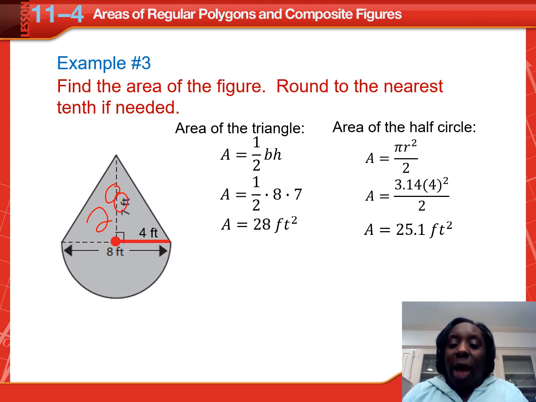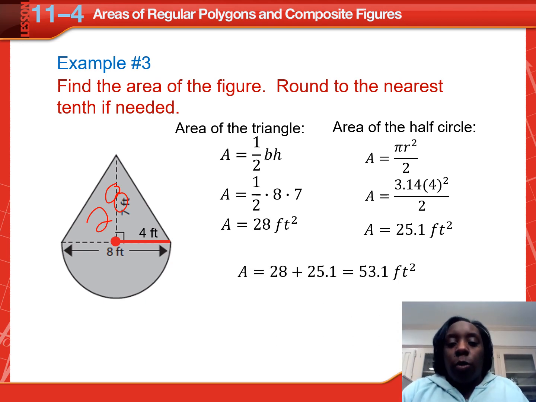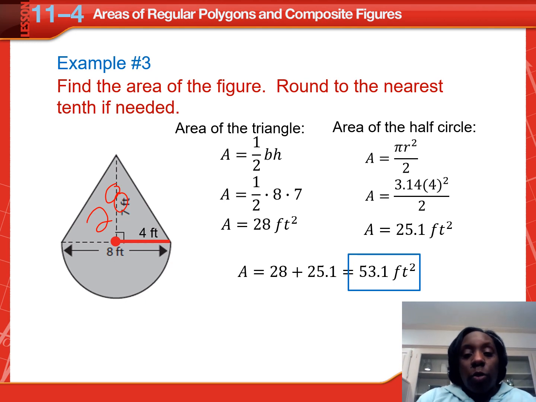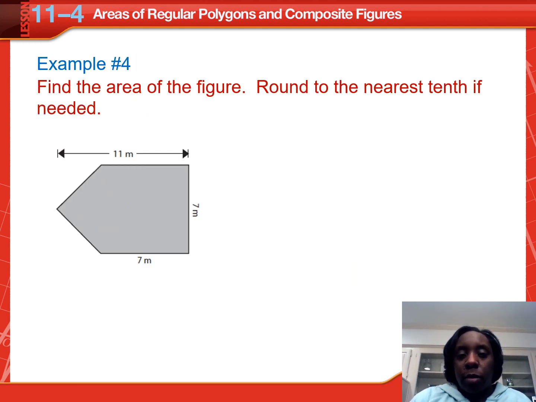And then we just have to combine those areas together, do math, there you go, add, and that is our answer of 53.1 feet squared. So I hope you got that. So let's do example number 4. So example 4, I want you to do on your own. So I want you to pause the video right here. 5, 4, 3, 2, 1.